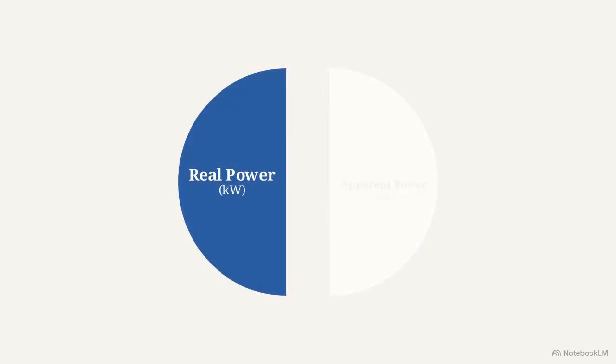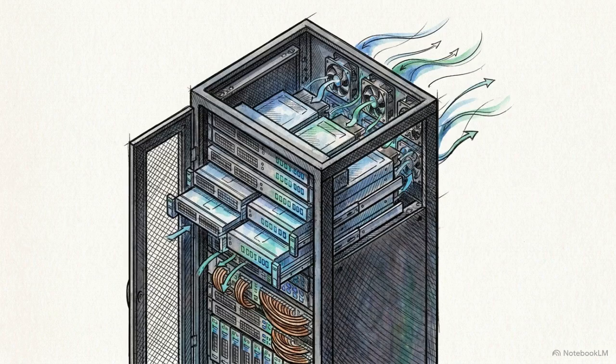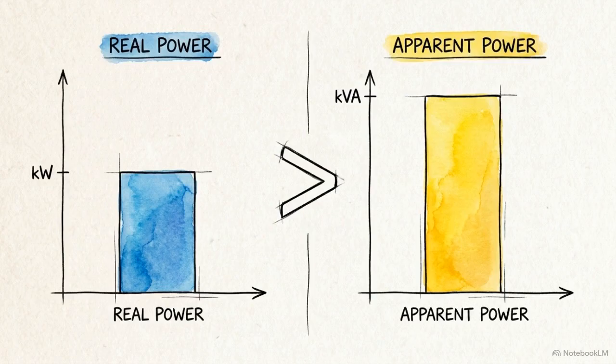To safely size the system, engineers separate the electrical draw into two distinct measurements: real power and apparent power. Real power, measured in kilowatts, represents the actual physical work being performed by the server's processors and cooling fans. Apparent power, measured in kilovolt amperes, or kVA, represents the total volume of electrical power the infrastructure must physically carry. Due to electrical inefficiencies, the apparent power is always a higher number than the real power.